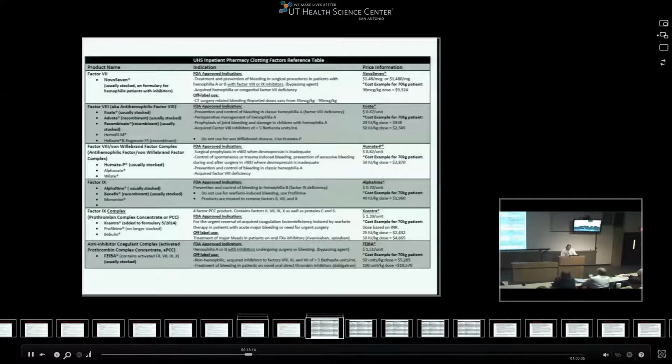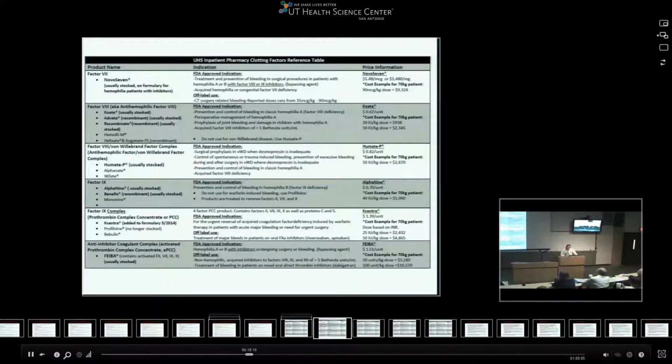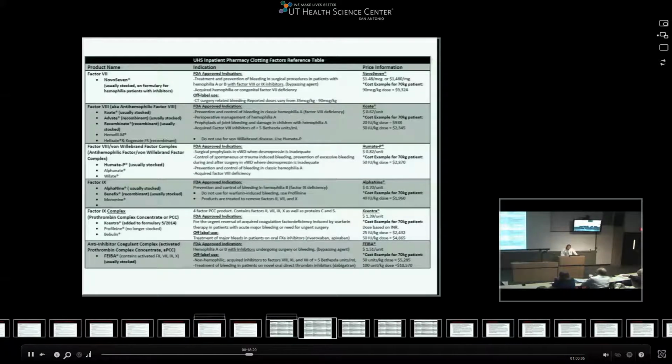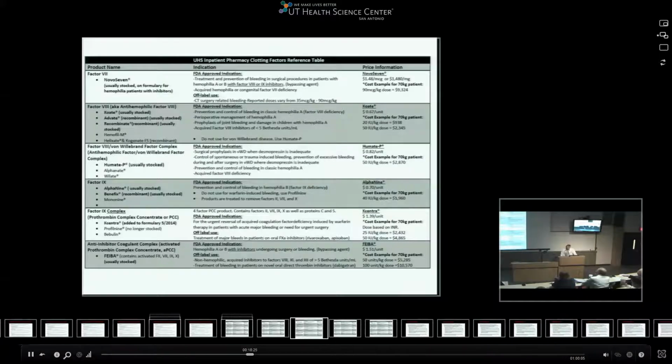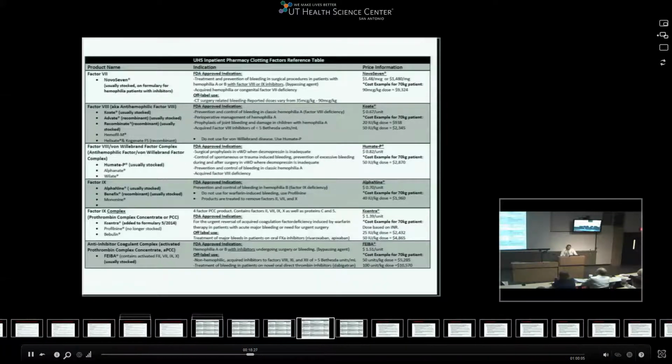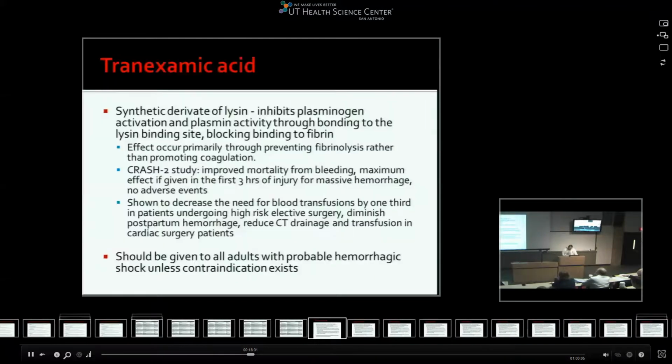Apologies, this is a really busy chart, just not for reading, it's just as an overview. This is basically the UHS pharmacy reference table for clotting factors, which are available and what the FDA approved indications are, and this is available on the university website for anybody who's interested.